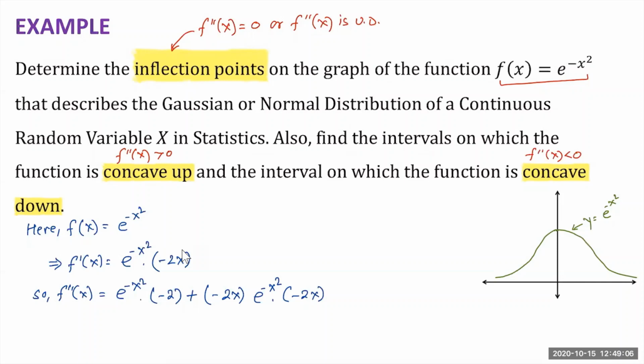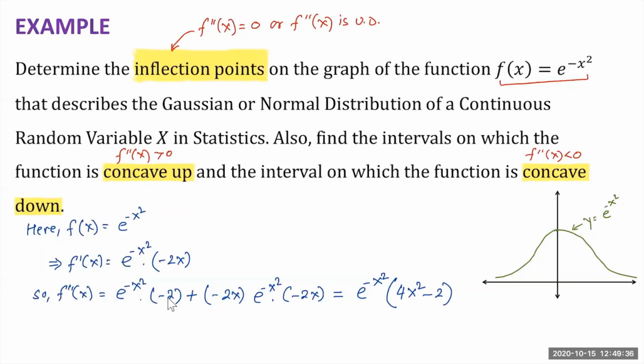Now we can simplify this a little bit and we can make it beautiful. Let me continue here. This is my first term, that is my second term. In these two terms, we have e to the negative x squared common. So I can factor that e to the negative x squared out. And after factoring that out, here I have negative 2x times negative 2x, which is positive 4x squared. And then on the first term, I'm left with minus 2.